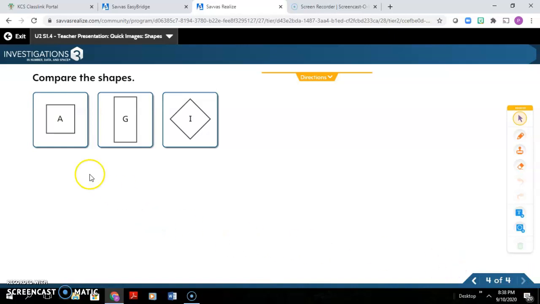All right, how are these shapes the same? All right, they do have 4 sides, don't they? 4 straight sides. What else? How else are they the same? They have 4 corners, you're correct. Now, how are they different?